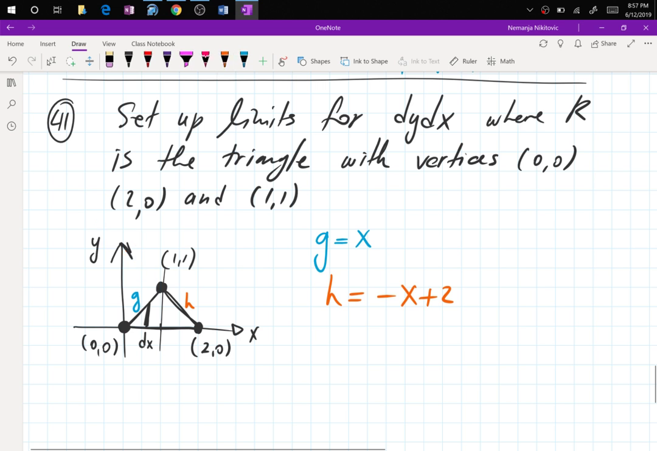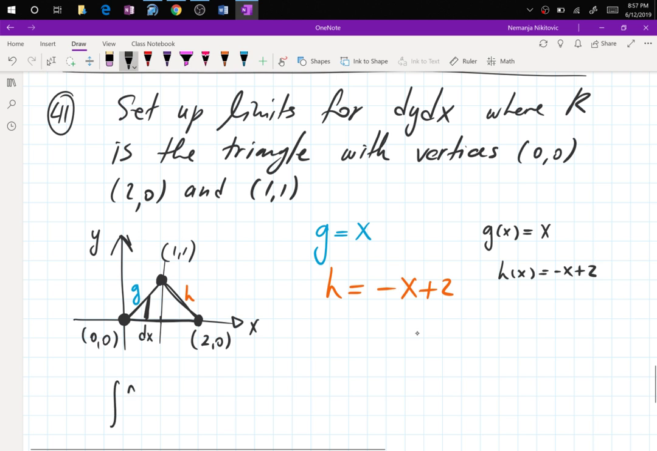Now, you can actually use the 2 points and do the slope with y2 minus y1 and go through the whole spiel to figure out these two functions. So now I have my two functions. I have that g of x, which is actually a y in this case, is x, and I have that h of x is negative x plus 2.